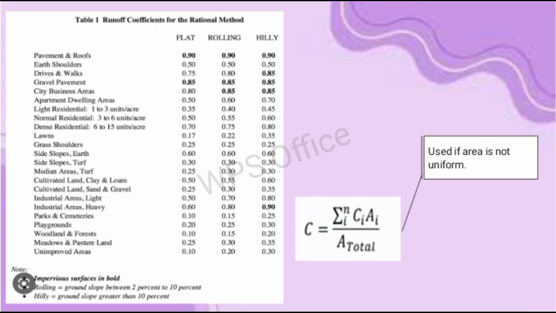Anyways, dito, this table is our reference for the runoff coefficient C. C is based on what land use we are considering. We have pavement and roads, earth, shoulders, drive-on lawns, and etc. And we are also considering a flat, rolling, or hilly area. However, when we are going to measure more than one type of area, or the area is not uniform, we are going to use this formula: C composite is equal to the summation of Ci Ai over the total area.